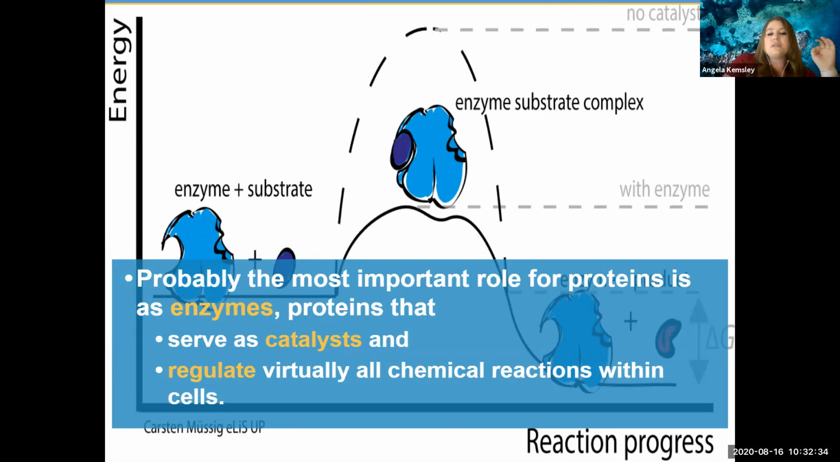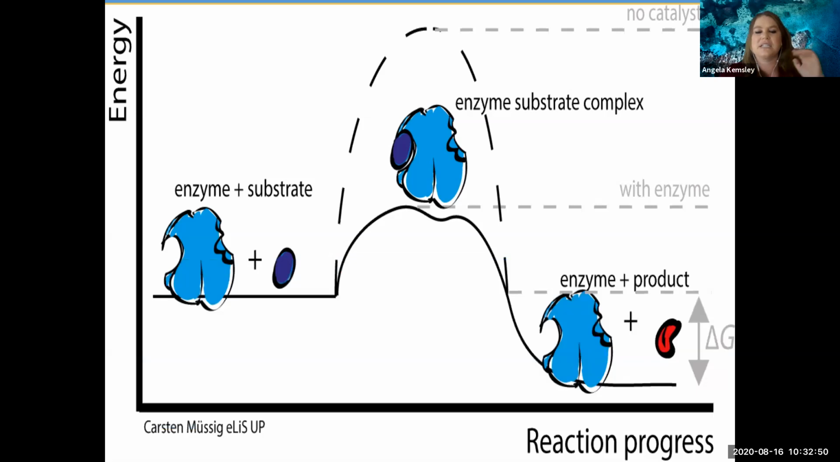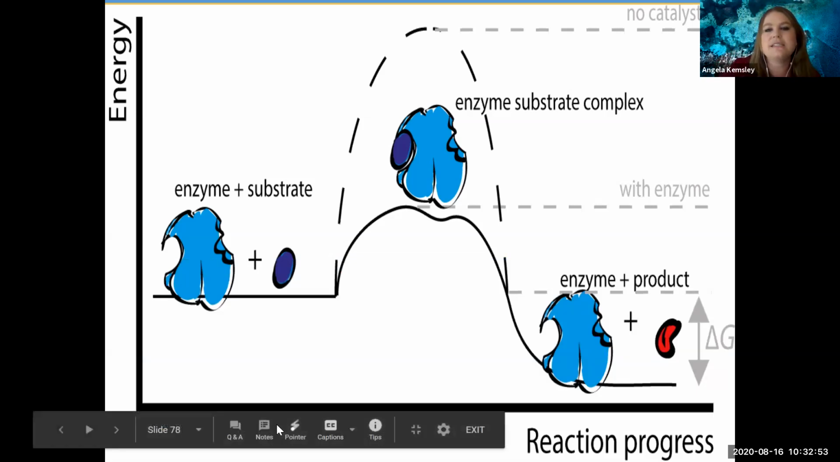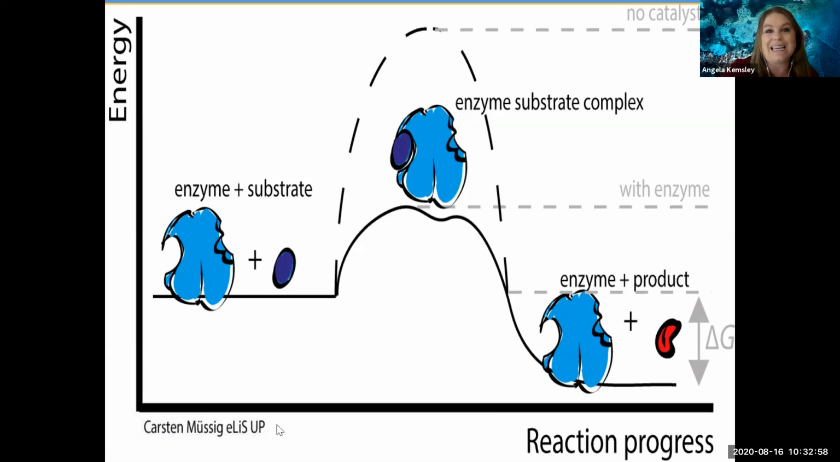Now, probably the most important role for proteins is as enzymes. Enzymes are proteins that serve as catalysts, and they regulate virtually all chemical reactions within a cell. Now, the basic idea here, did I take that off? Yeah, perfect. Okay, so there's something that we call the energy of activation, which is basically the energy that it takes for a chemical reaction to get started. Because chemical reactions typically require energy to run. And it takes a certain amount of energy just to get started.